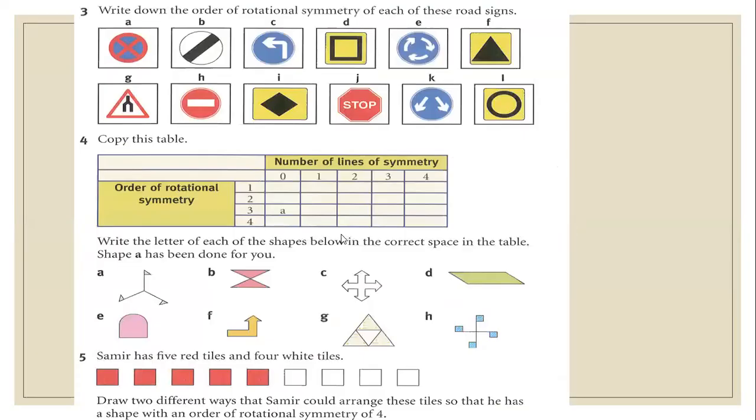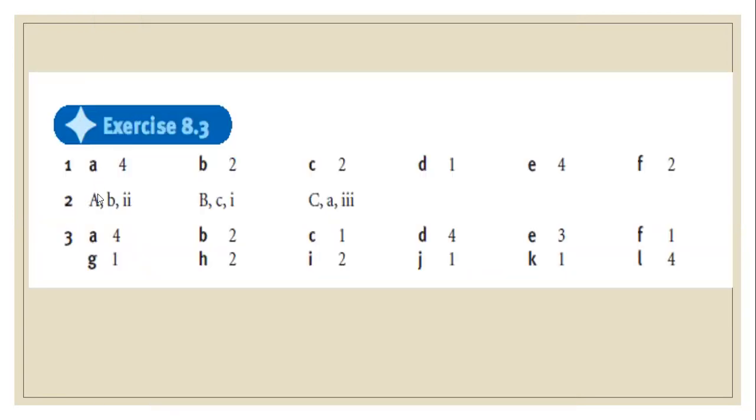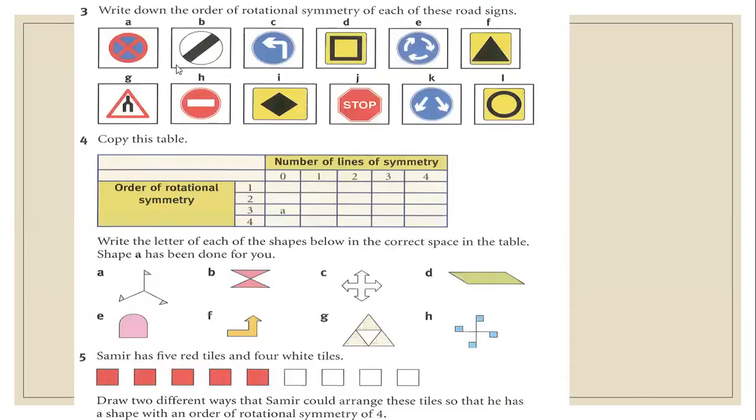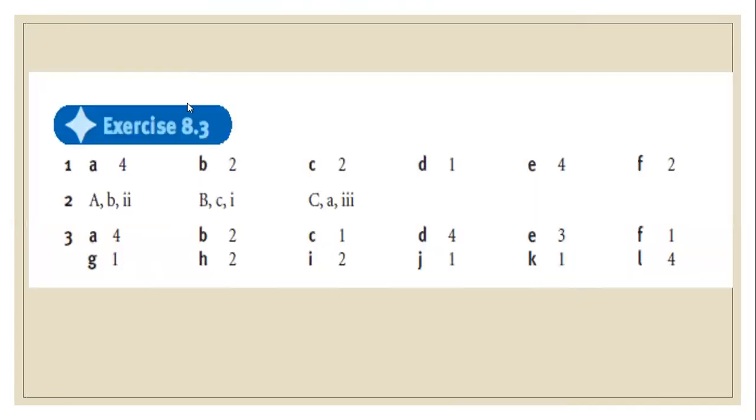Now let's talk about question number 3. Write the order of rotational symmetry of each of the following. How many orders of rotation? You just rotate this, so it's a 4. First is 4. Look here, 4. Second is 2. Let's check, yes, 2.